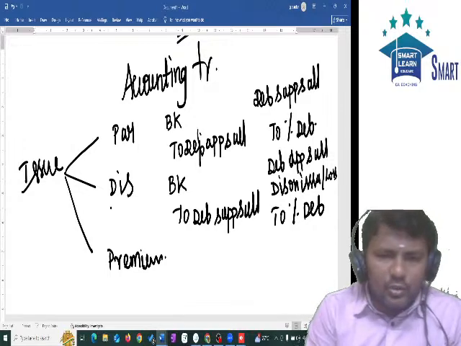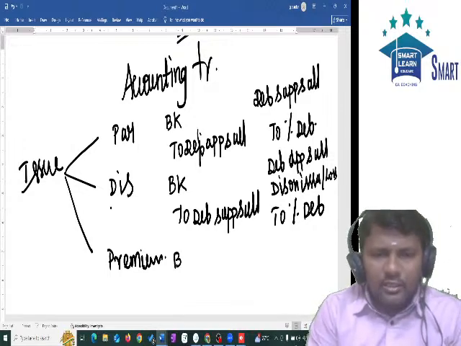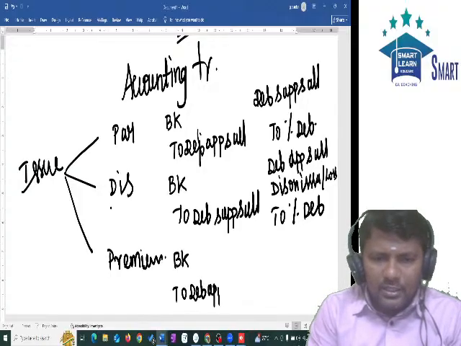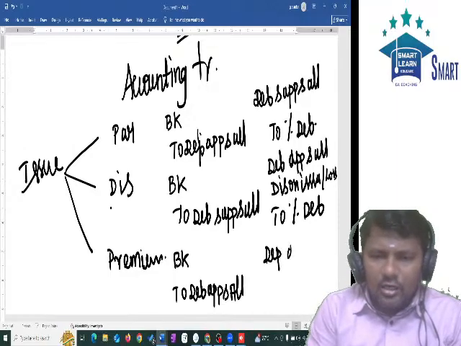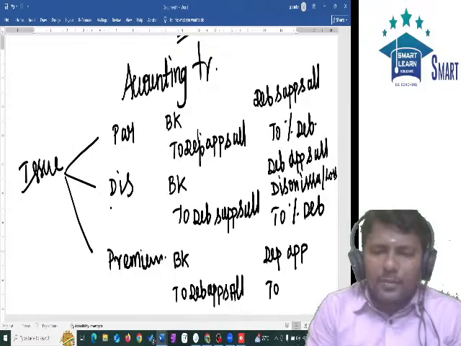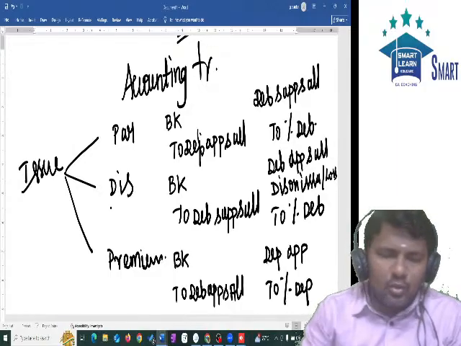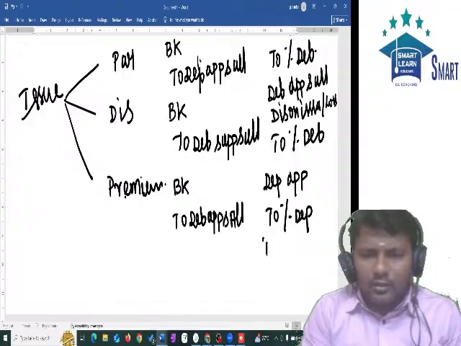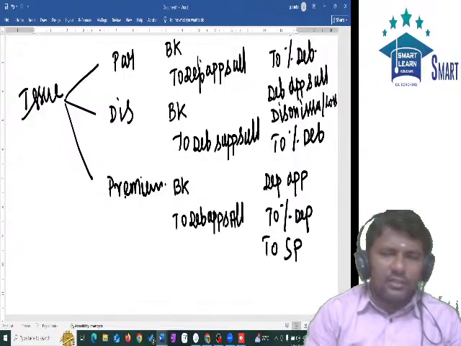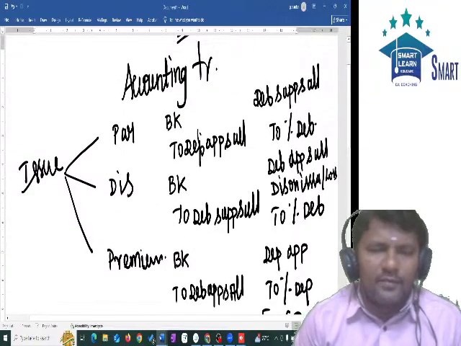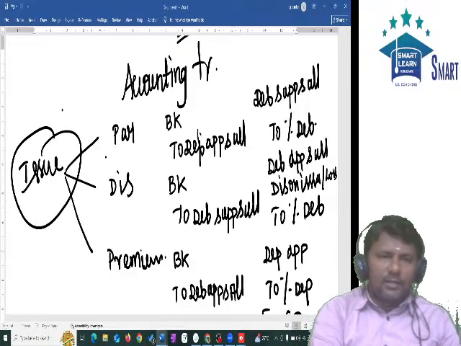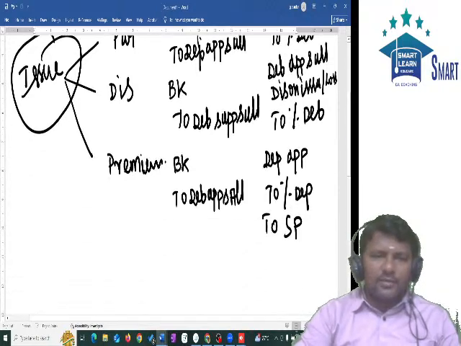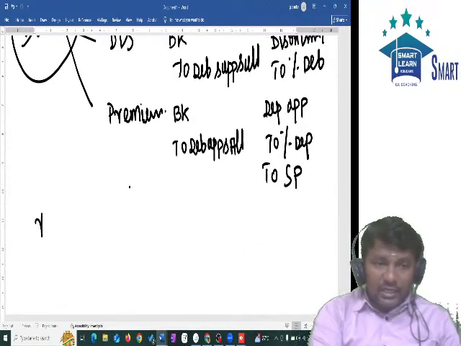When debentures are issued at a premium, what is the entry? Bank account debit to debenture application and allotment account. Second entry, debenture application and allotment account debit to percentage debenture and also to securities premium. Like this, totally we have three scenarios for issue of debenture. This is at the time of issue of debenture.